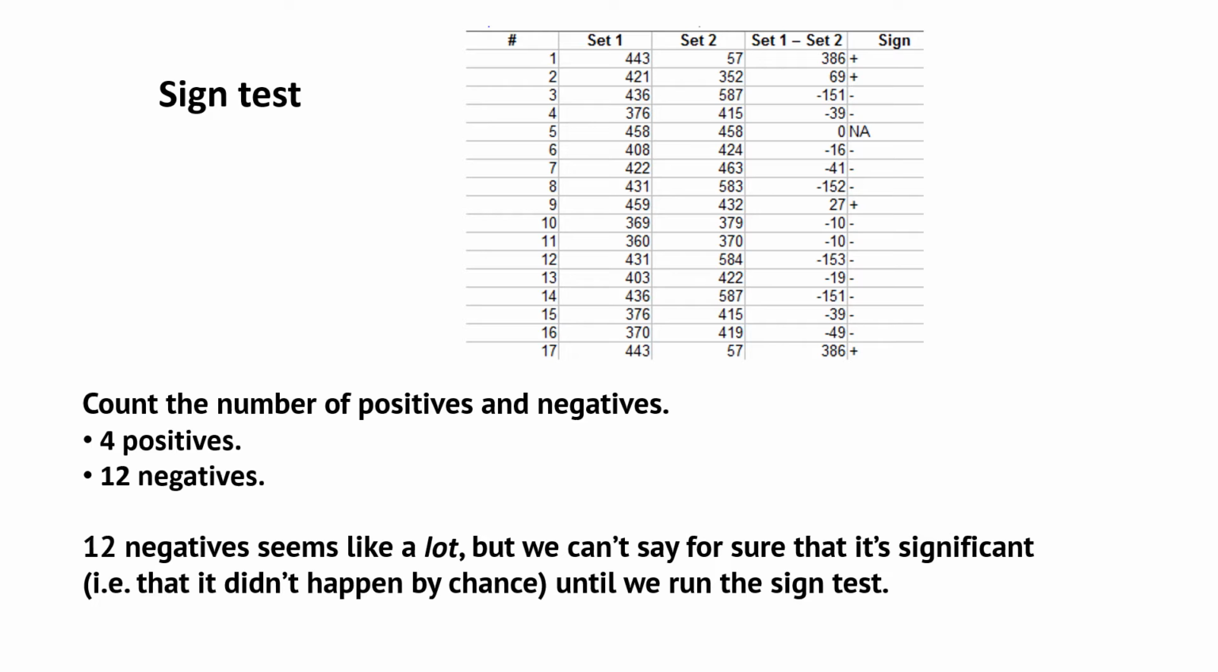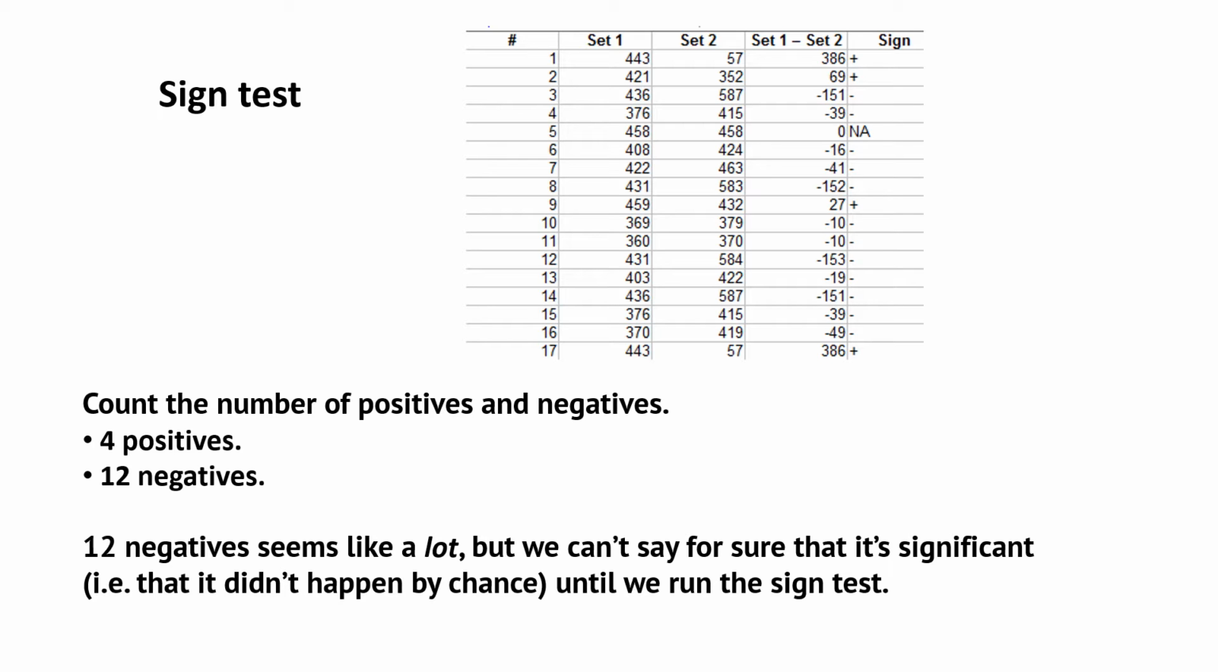Count the number of positive signs and negative signs. Okay, there are 4 positives: 1, 2, 3, 4. 4 positive signs and 12 negative signs. 12 negative signs seems a lot. Okay, so we can say the difference is towards, in a way, 12 negative signs are there.